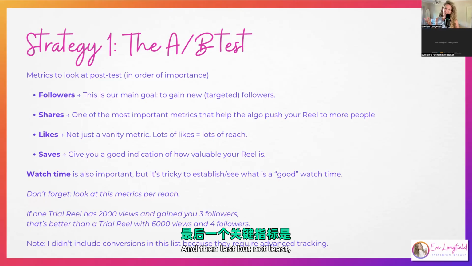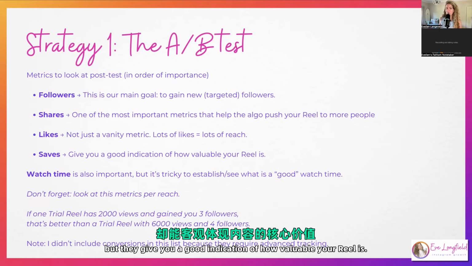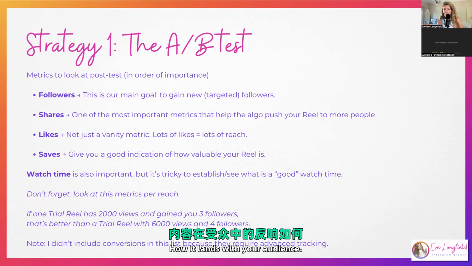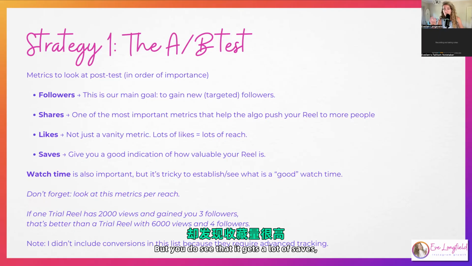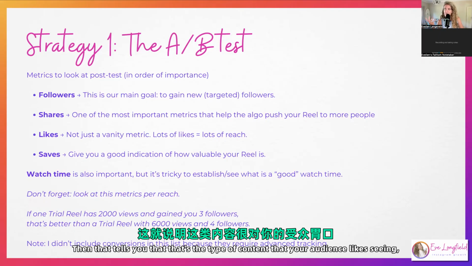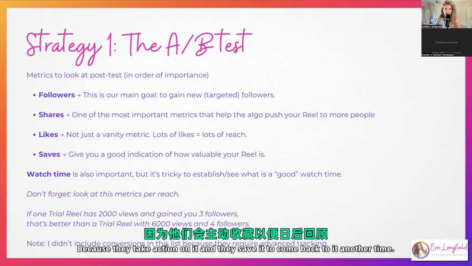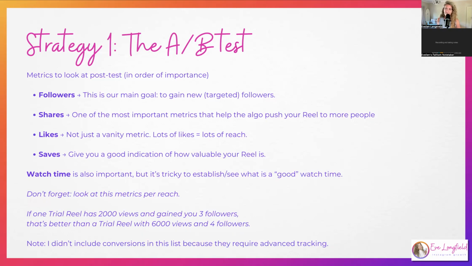And then last but not least, I want you to look at saves, because saves are not as important for the algorithm. The algorithm doesn't really care about saves, but they give you a good indication of how valuable your reel is, how it lands with your audience. So if something doesn't get a lot of shares or a lot of likes, but you do see that it gets a lot of saves, then that tells you that that's the type of content that your audience likes seeing, because they take action on it and they save it to come back to another time.